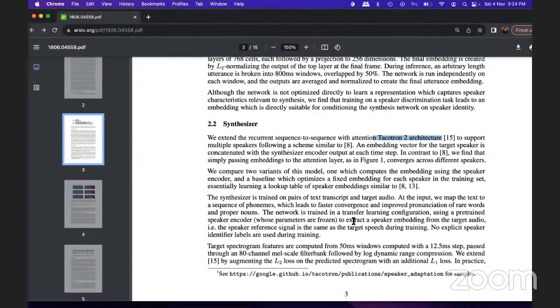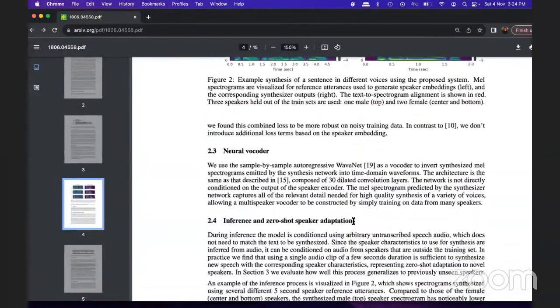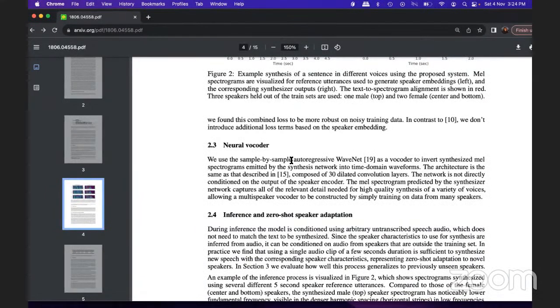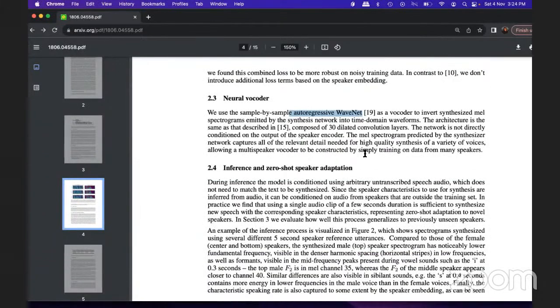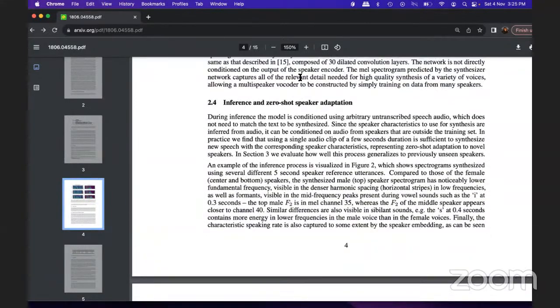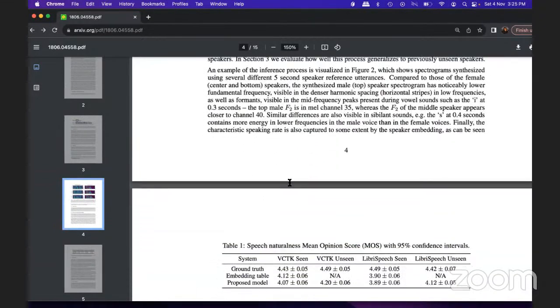more on this. And also, the neural vocoder is an autoregressive WaveNet, which converts the spectrogram into audio waveform. So one of the advantages of this model is that it can do zero-shot generation of voice as well. So even those voices that are not part of the training dataset, it can generate within like a couple of seconds of audio. From that, it can generate the audio from a text.